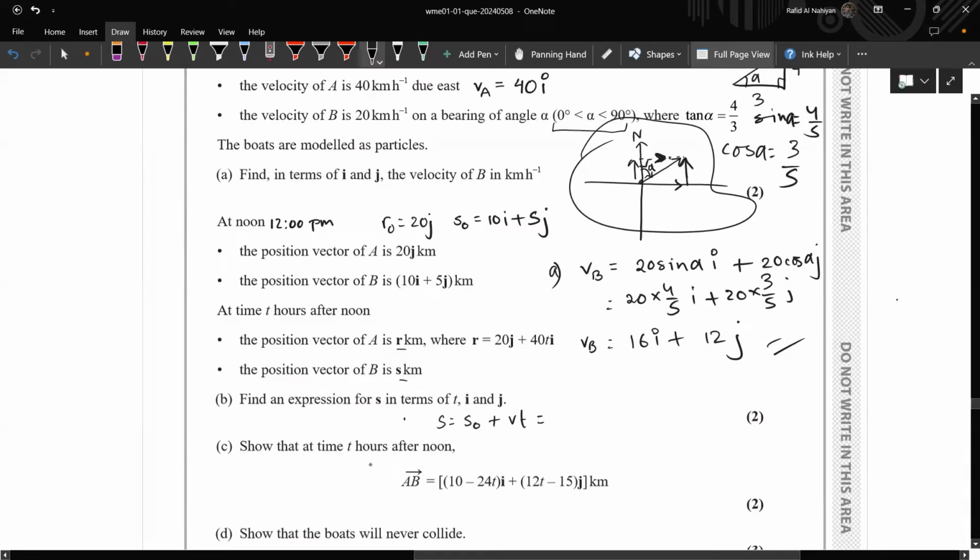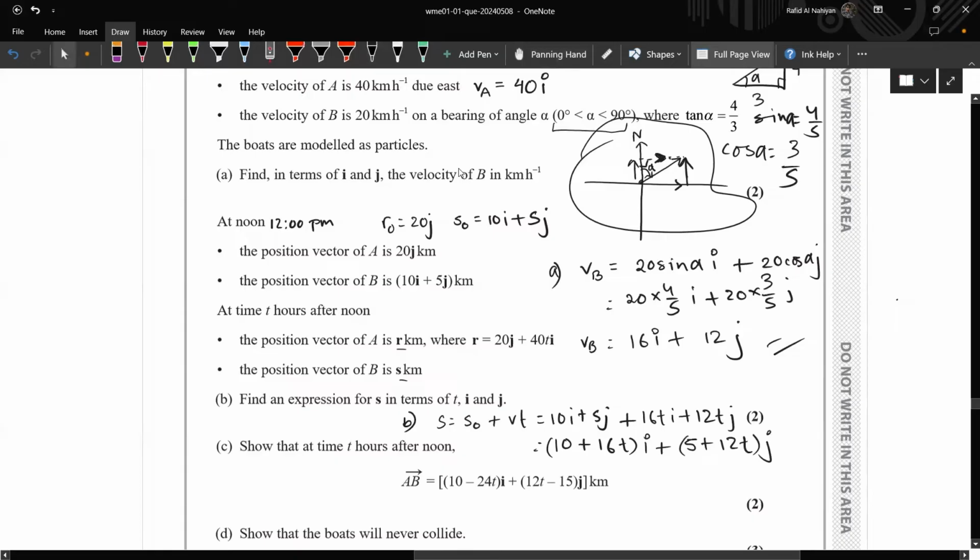So S is, I know the S naught, 10i plus 5j. And I do know the velocity of B, which I just found out in part A, which is 16i plus 12j. So multiplying t with this will give me 16ti plus 12tj. And now I'll just collect the i and j terms. That will just make things simpler for following questions. So I get (10 plus 16t)i plus (5 plus 12t)j.